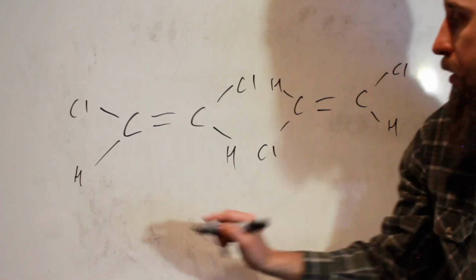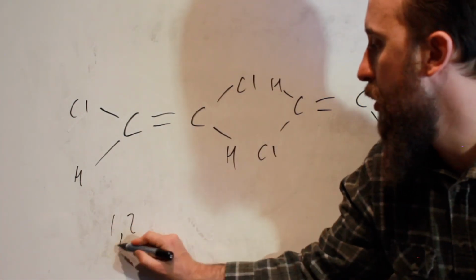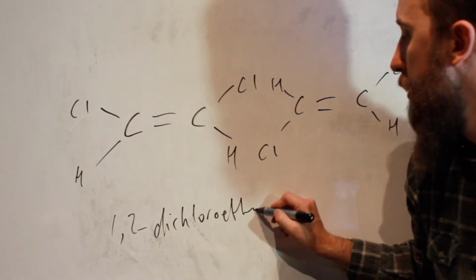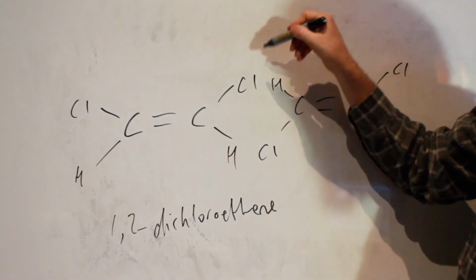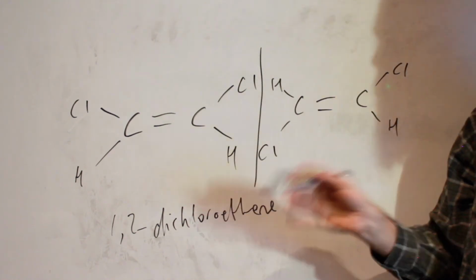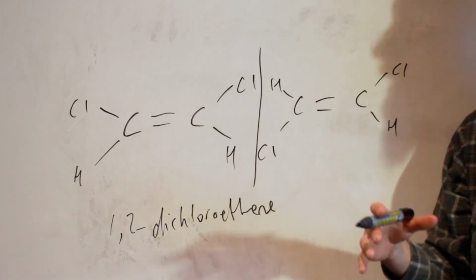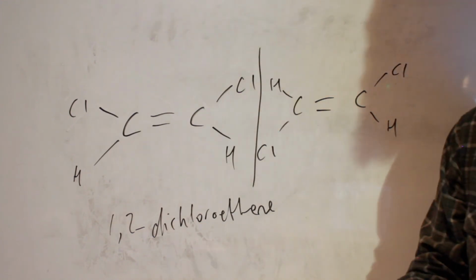So these are both 1,2-dichloroethene. Can you name the cis and the trans isomers based on cis meaning the same side, trans meaning the opposite side? Which one do you think is each?